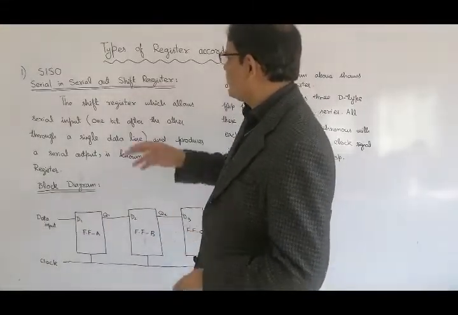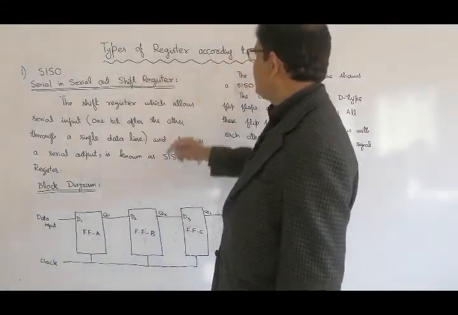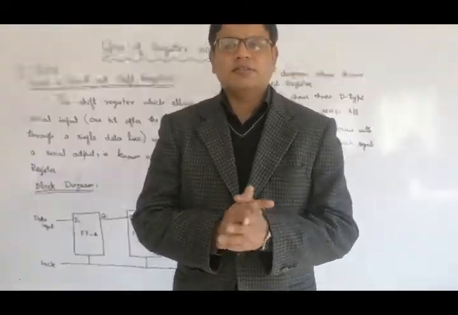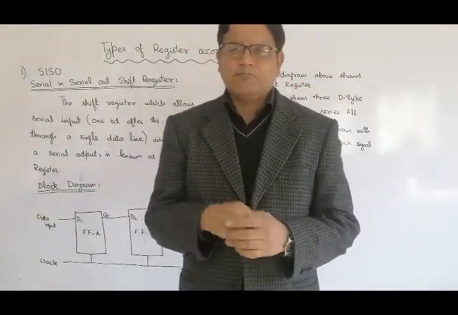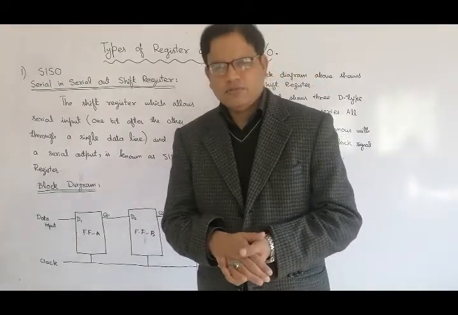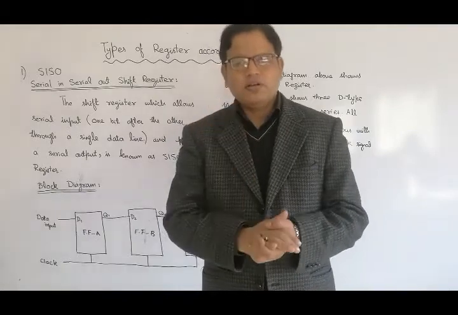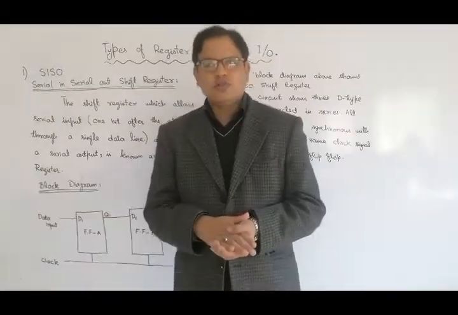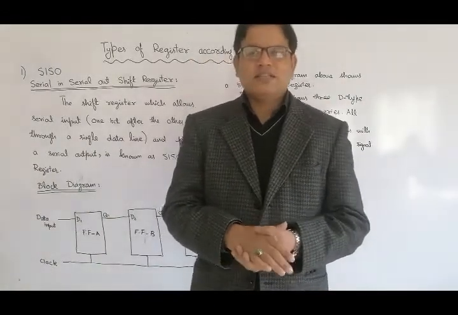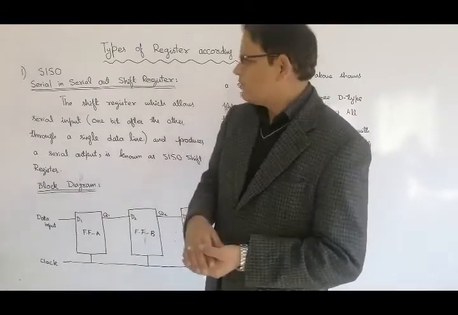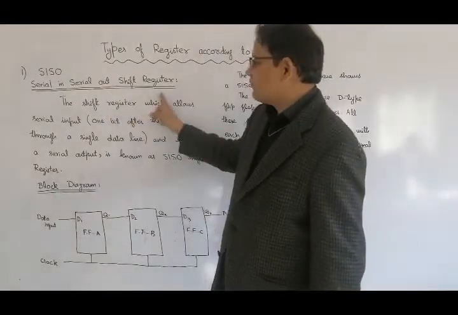Here is the first type. These are the types of shift registers. There are four types of shift registers according to their input and output. From those four types, number one is SISO shift registers. SISO is a very great name. SISO means serial in, serial out shift registers.